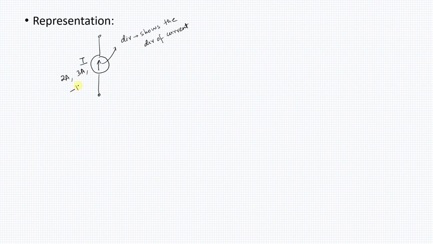It can also be minus 1 ampere, minus 3 ampere, anything like this. For example, this is in the upward direction. You can have another current source which looks like this and it can have a downward direction. This can have 1 ampere, 2 ampere or minus 1 ampere, minus 2 ampere. It doesn't matter. This is the representation of a current source. I hope you understood the definition of the current source, the graph associated with it, and also the representation of the current source.